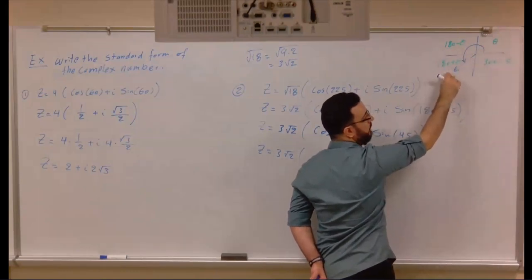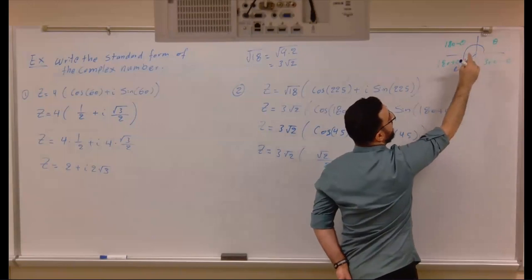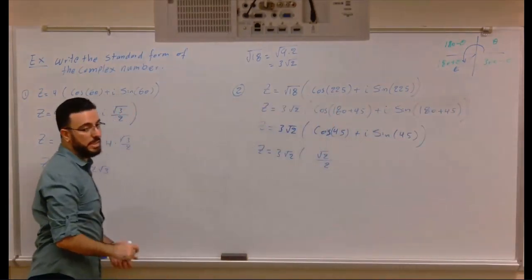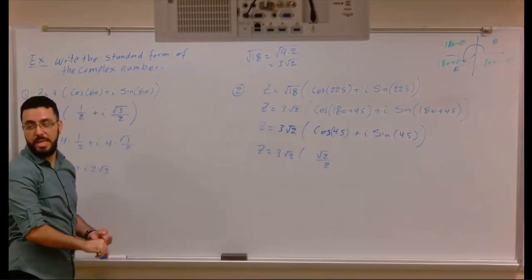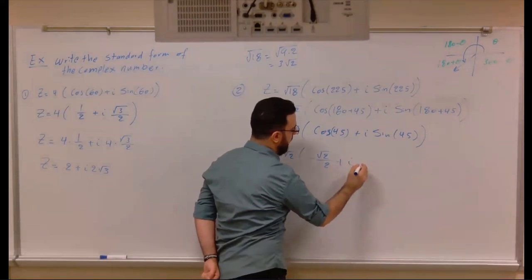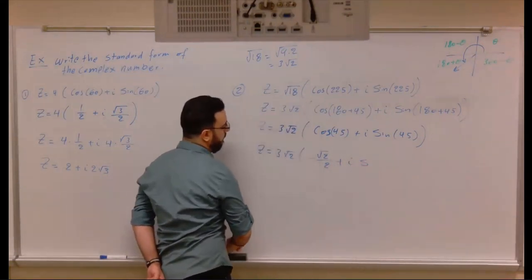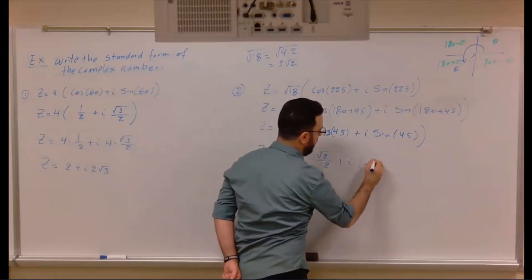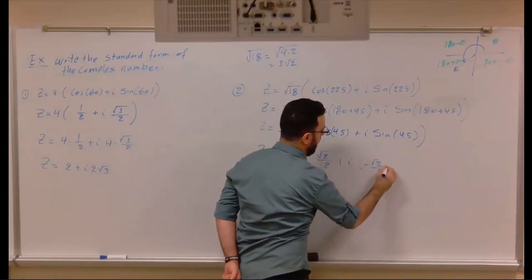Which one is positive? Which one is negative? The tangent. No, the tangent is positive. That means sine and cosine is going to be what? Negative. So this one is negative, plus I sine 45 also is going to be negative square root of 2 divided by 2.